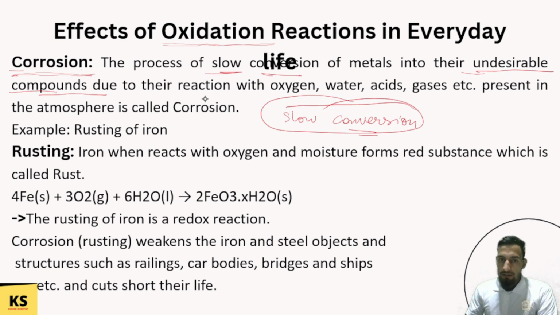Due to their reaction with oxygen, water, acids, gases, etc. present in the atmosphere is called corrosion. This is the formal definition. What? The process of slow conversion. That is, it takes time. Of what? Metals. जो हमारे metals की undesirable compounds बनती है with time. किसके साथ? Oxygen के साथ, water के साथ या acids gases that are present in the atmosphere. So that means that when we expose these metals to atmospheric conditions, when the metals are exposed to what? Atmospheric conditions.